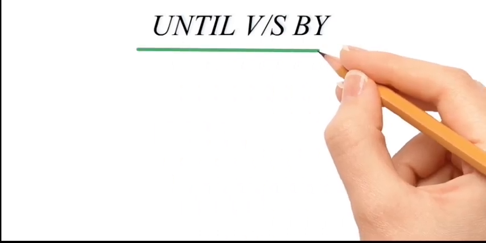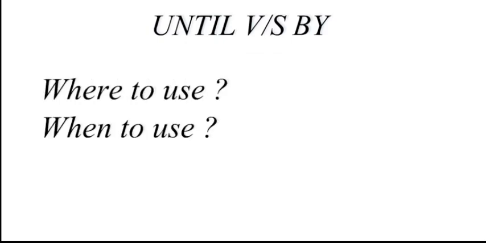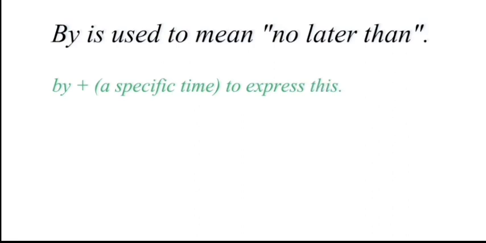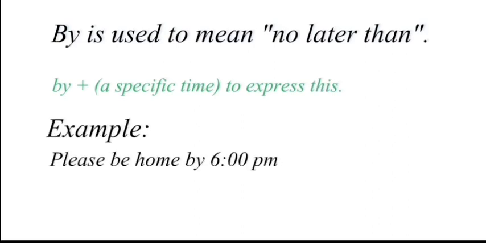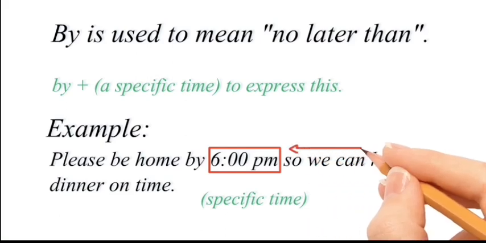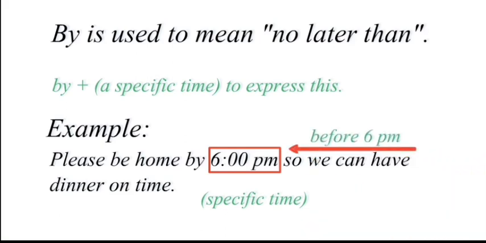Another confusing pair. By and until can be easily confused, but they are used differently, and after a little study you should have no problem using them. So by is used to mean no later than. It is used like this: by plus specific time. See this example and understand it better. Please be home by 6 p.m. so we can have dinner on time. Here 6 p.m. is the specific time and the person is told to come home before 6 p.m.